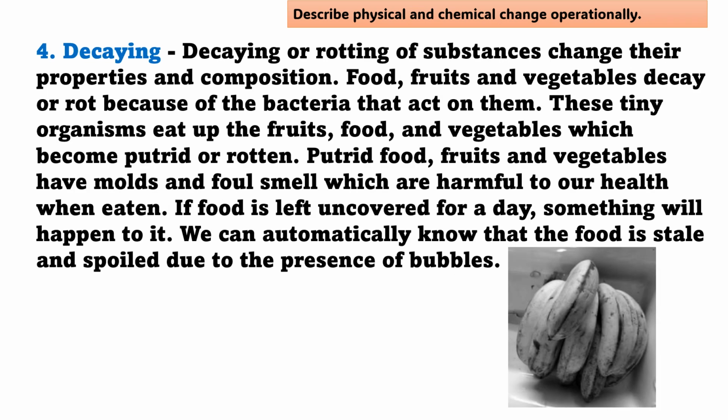Decaying. Decaying or rotting of substances changes their properties and composition. Food, fruits, and vegetables decay or rot because of the bacteria that act on them. These tiny organisms eat up the fruits, food, and vegetables, which become spoiled or rotten. Spoiled food, fruits, and vegetables have molds and a foul smell, which are harmful to our health when eaten.